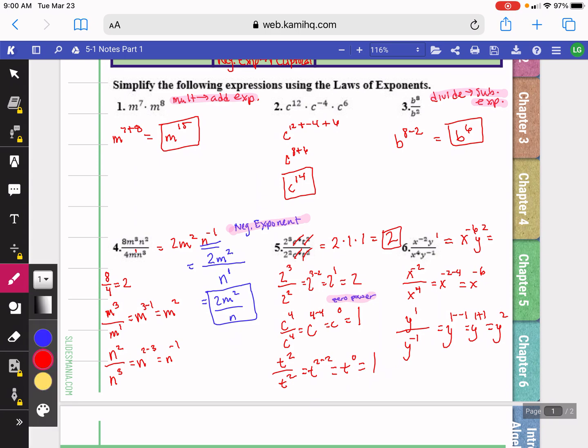And now remember, if you have a negative exponent, you're going to write your answer as a fraction. The part with the negative exponent is going to move to the bottom. So here my x to the negative 6 is going to move to the bottom to become positive. And then the y squared is already positive, so it stays on top. So my answer is y squared over x to the 6.